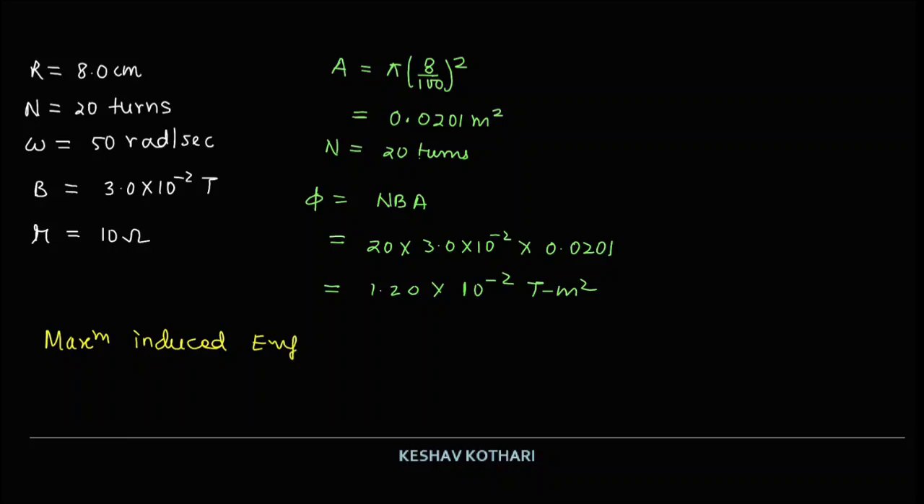So if we calculate the maximum induced EMF, E maximum can be written as NBA omega, that is flux into omega. If we multiply this expression with omega, that is 50, we obtain a value that is turning out to be 0.603 volt.